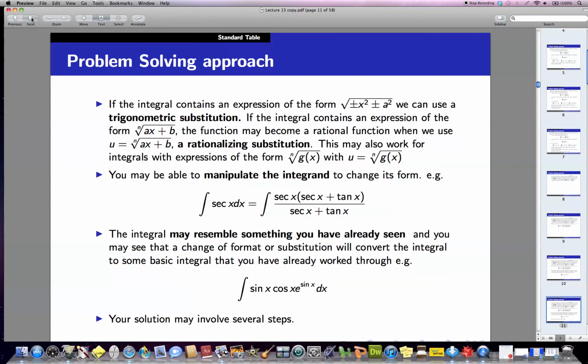Again, experience is the best teacher here, so you should test yourself on integrals from your lecture notes and from the homeworks in the book, and just test to see if you can figure out which method to approach the integral with.